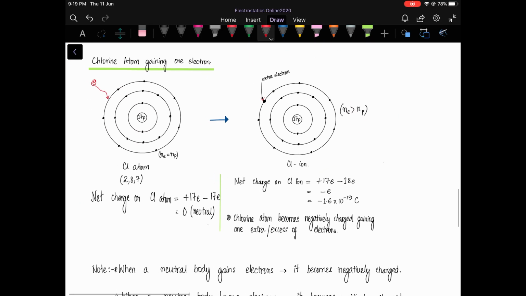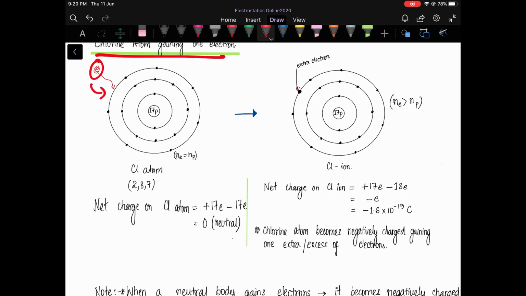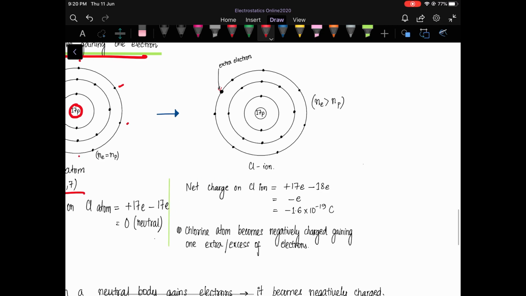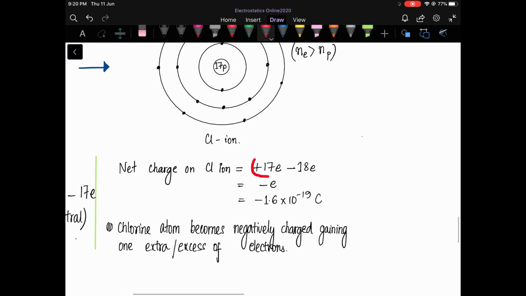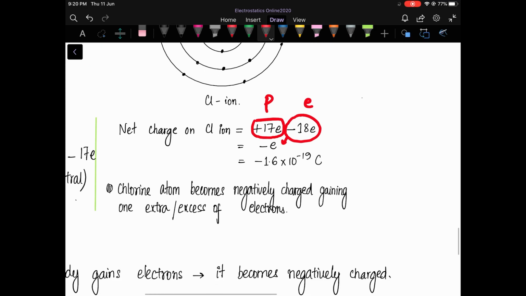Let's look at the case where an atom is not losing electrons but actually gaining electrons. To tell you, chlorine already has 17 protons in its nucleus and 17 electrons in its shells. Now this extra electron, when added, the equation will look like this: 17 positive charges because of the protons and 18 negative charges because of the electrons. When we solve this, we are going to be left with minus e, which is nothing but minus 1.6 into 10 to the power minus 19 coulombs.